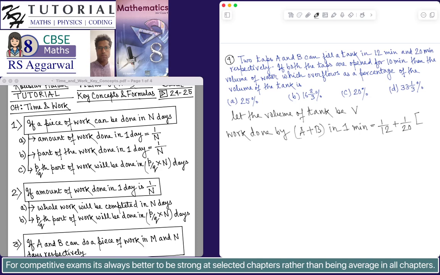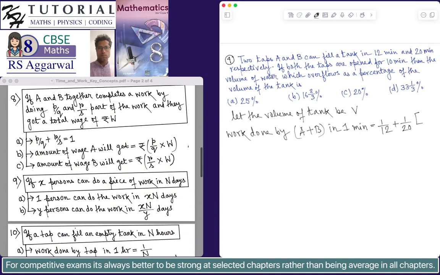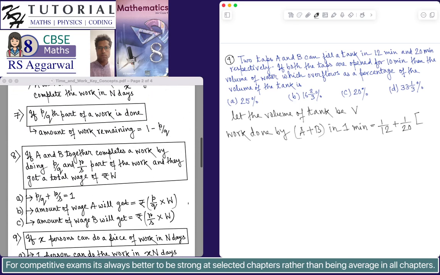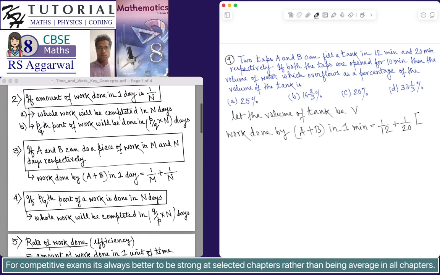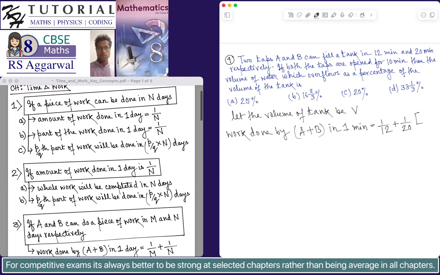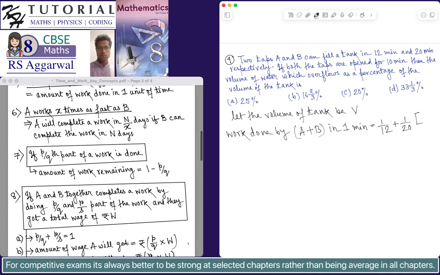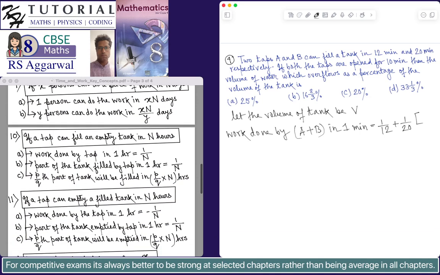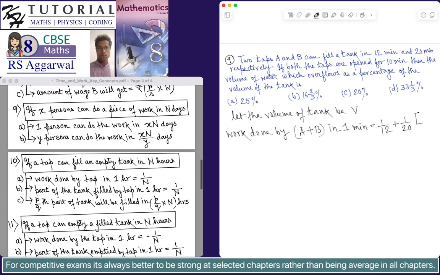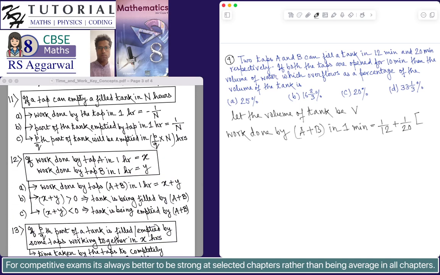So this is applying the concept of pipes and cistern. Now this concept is not mentioned in the PDF, that is in the list of keys and formulas. I will add that. Basically you can consider it as concept 12: if work done by tap A in 1 hour is X and work done by tap B in 1 hour is Y, then the work done by taps A plus B in 1 hour is X plus Y. Here I have considered the unit of time as 1 hour but it can also be minutes.